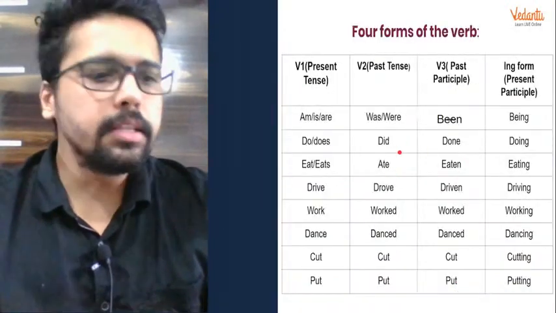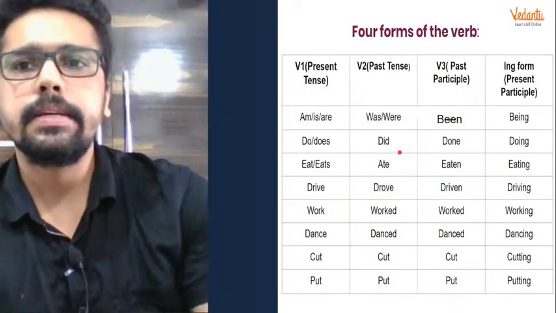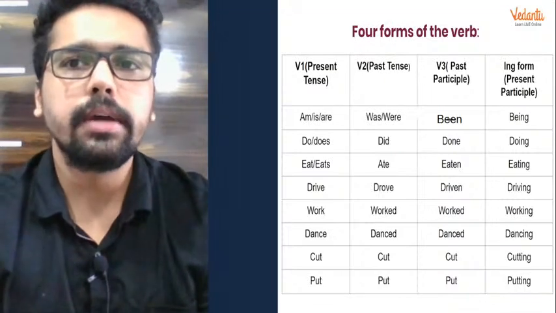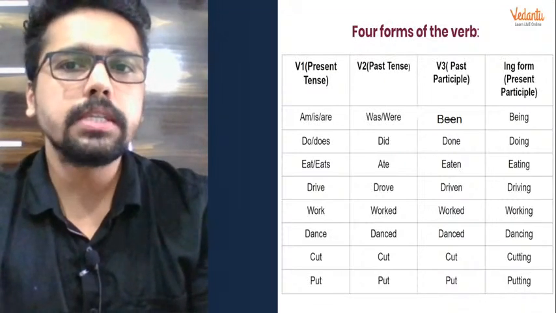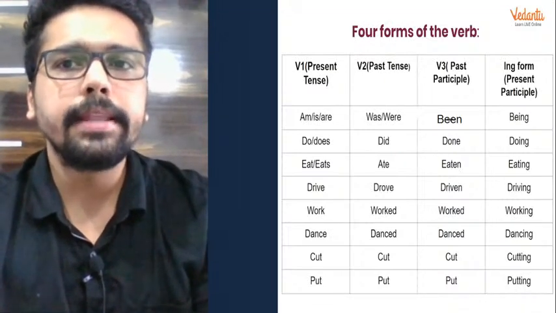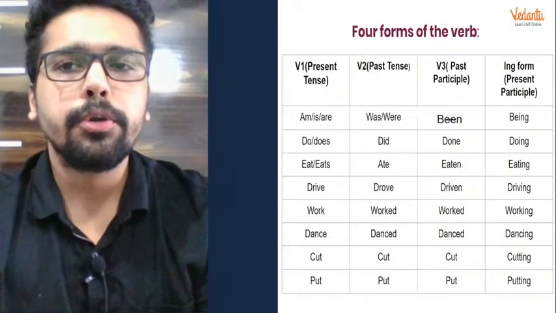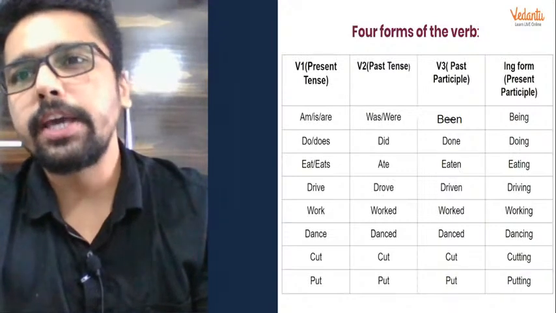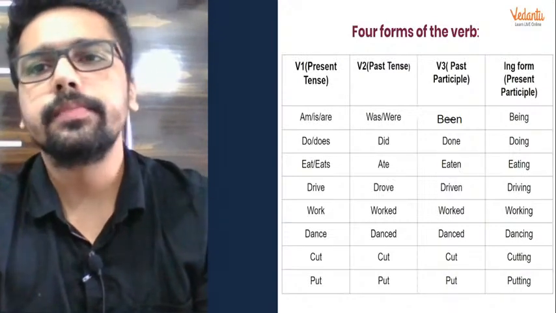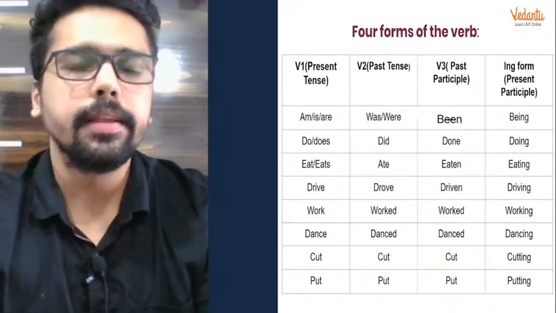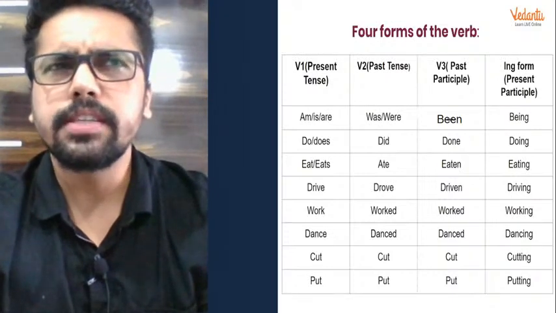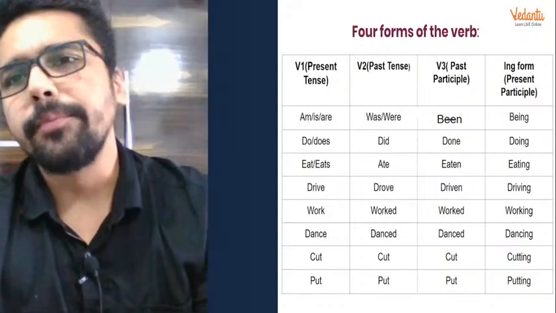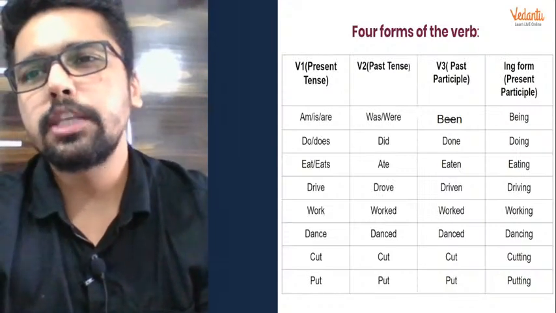Look at this table for those who don't know about this V3 form here. If you're not clear about the third form of the verb, look at this table. I have used the same table in tenses also. In case you're not thorough with tenses, I would advise and request you to watch the tenses video, which was, I guess, the second to last video before this. Okay, so that's about it.